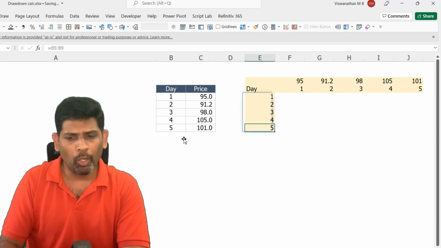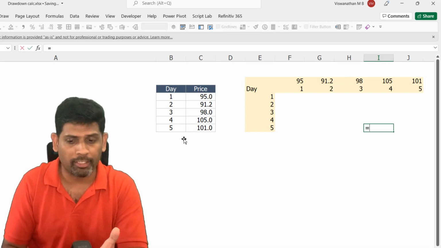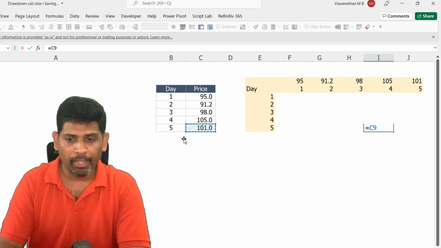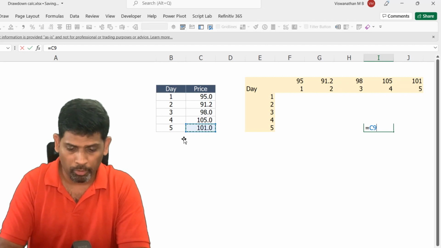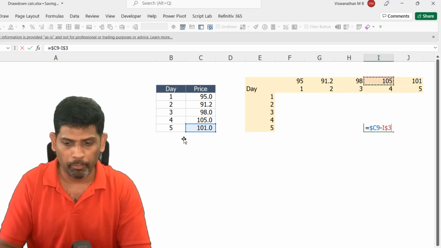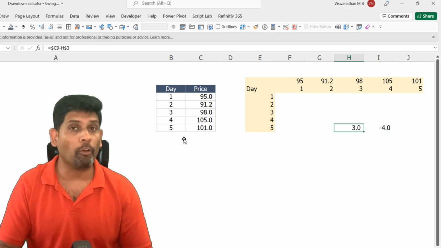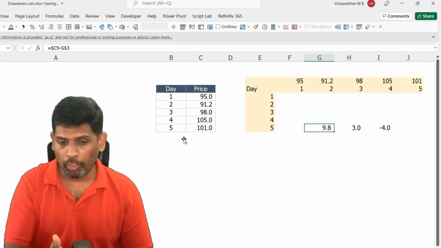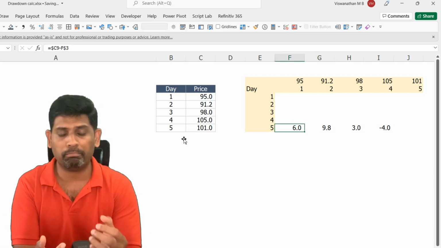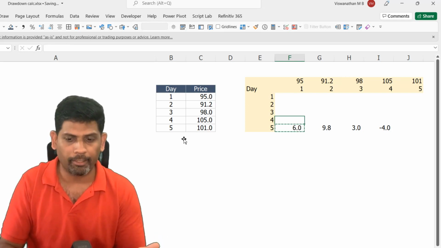So how do we do it? One way to do it is look at the price of a stock and see how much has it fallen from all prior days. So we are going to create a combination. So 101 is the price on day 5. If I had bought the stock on day 4, my loss would be 101 minus 105, that is 4. So if I bought this on day 3 and sold it on day 5, my profit would be 3. Bought it on day 2 and sold it on day 5, it's 9.8. So I'm going to create a combination for all pairs, different buy dates and different sell dates. Only thing is the buy date is going to come before the sell date.